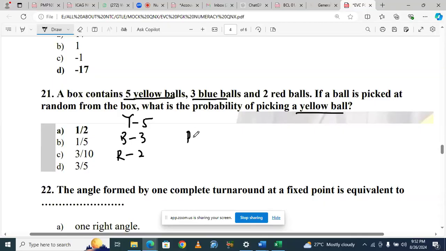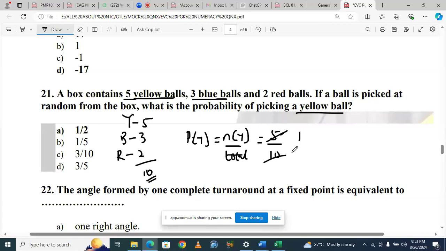Now, probability of yellow is equal to the number of yellow over what? The total. How many yellow do you have? 5. Total balls is what? 5 plus 3 plus 2. 10. So 5 on 10 would give us what?